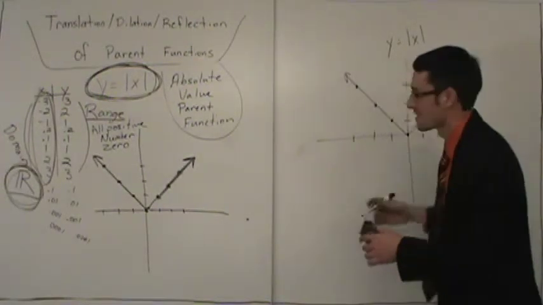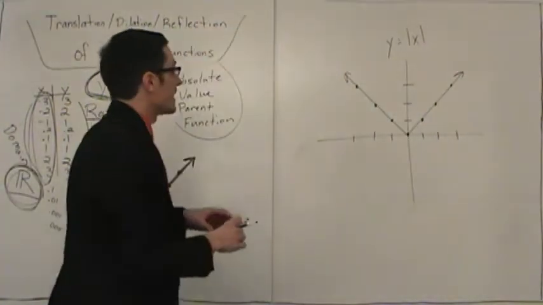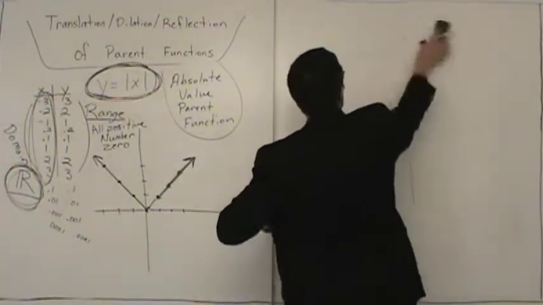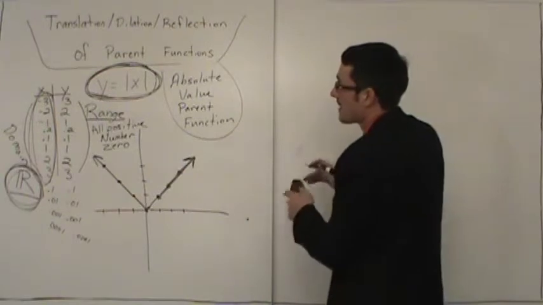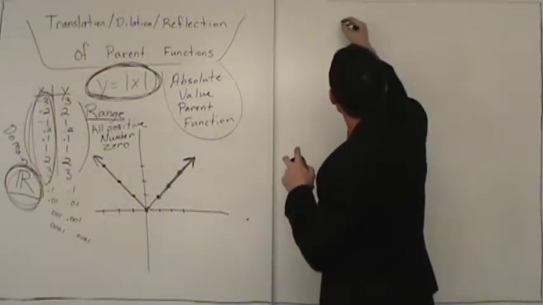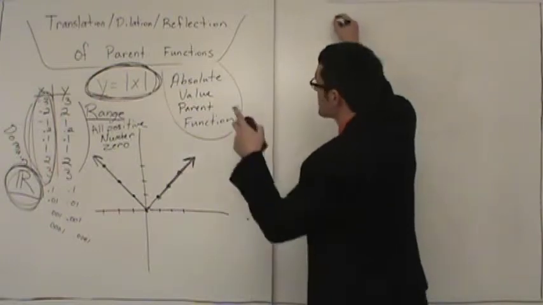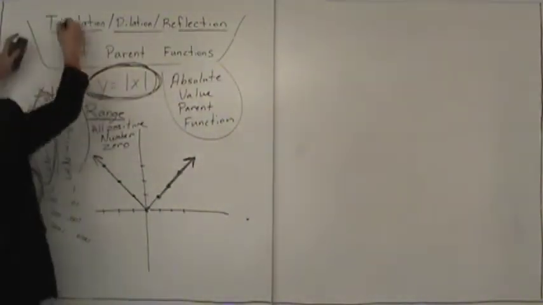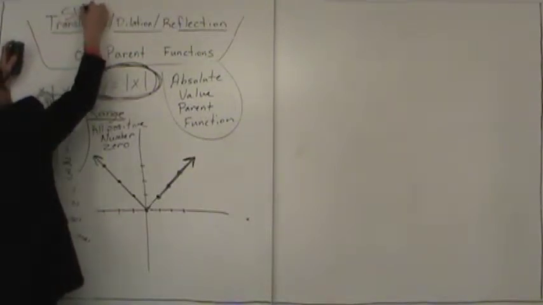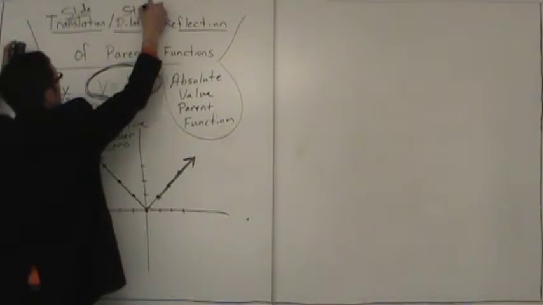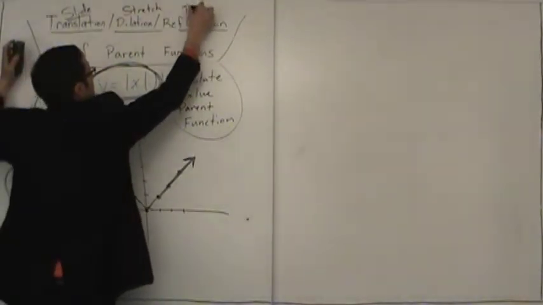Well, I guess I could probably just finish the lesson. Let's just go straight to translation, dilation, reflection. Let's go ahead and start the lesson. I'll just finish it in this video. Translation is a slide. Dilation is a stretch. And reflection is a flip.